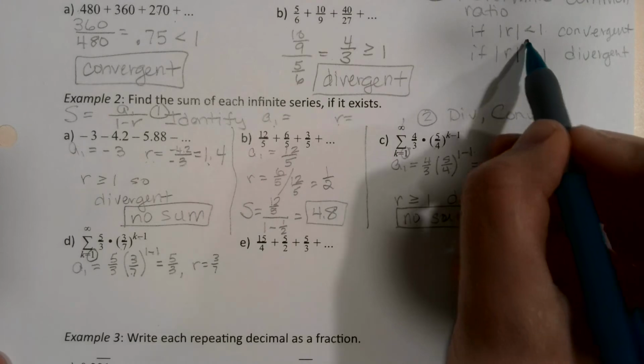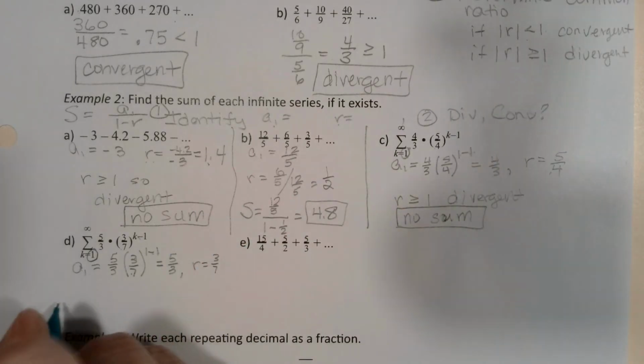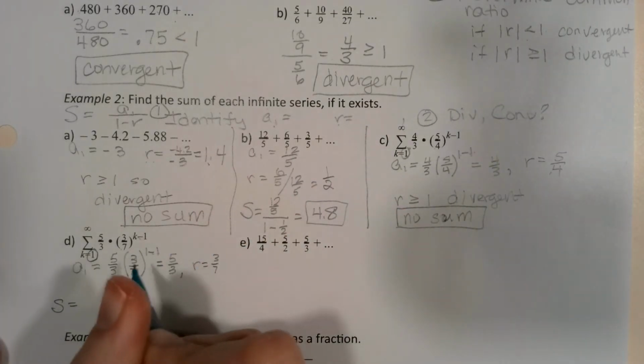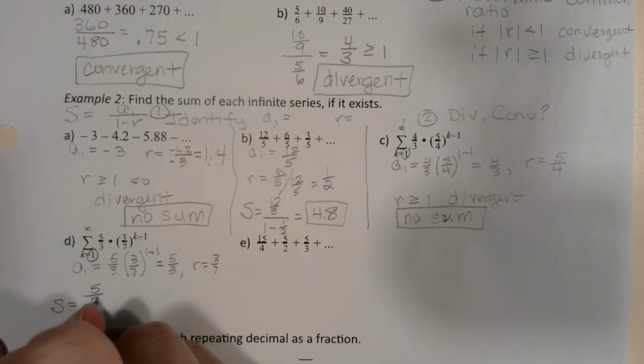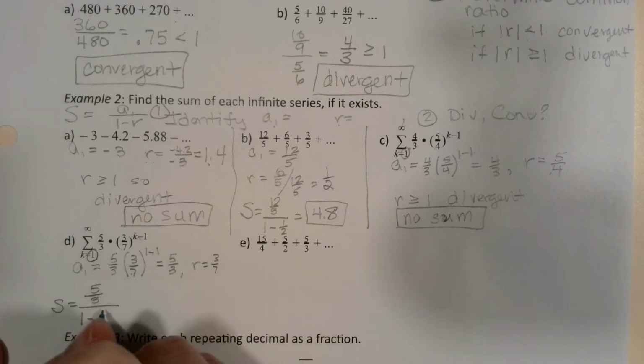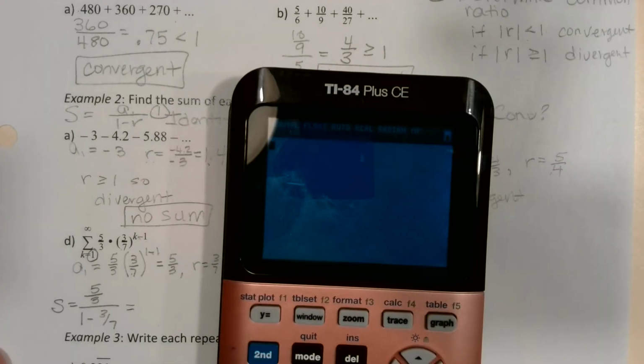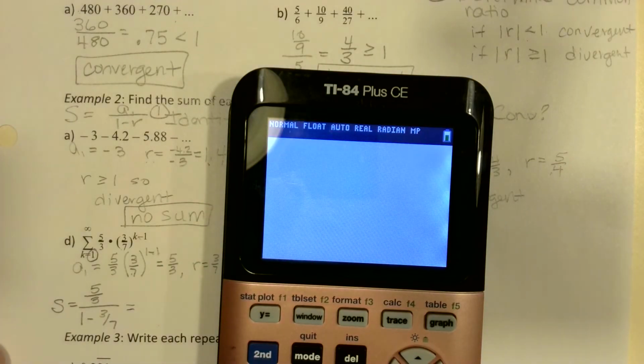3/7 is less than 1, so I do have to find my sum. So my sum is going to be a sub 1, which was 5/3, over 1 minus my rate, 3/7. Okay, so let's put that in. We have 5/3 divided by 1 minus 3/7.